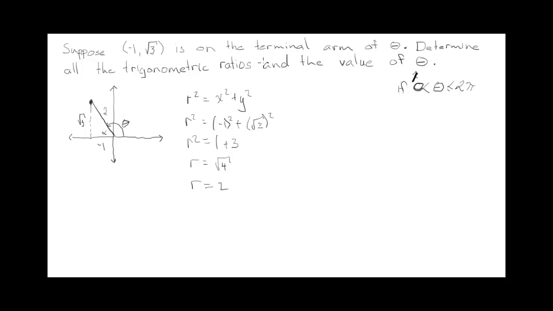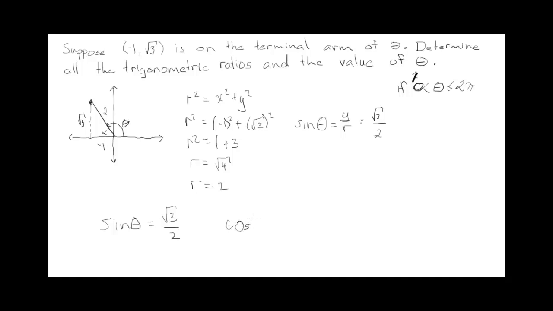Okay, so now the question states first, determine all the trig ratios. So the trig ratios are sine theta, which is by definition y over r. We know y is root 3, over r, which we just figured out is 2. So sine theta equals root 3 over 2.